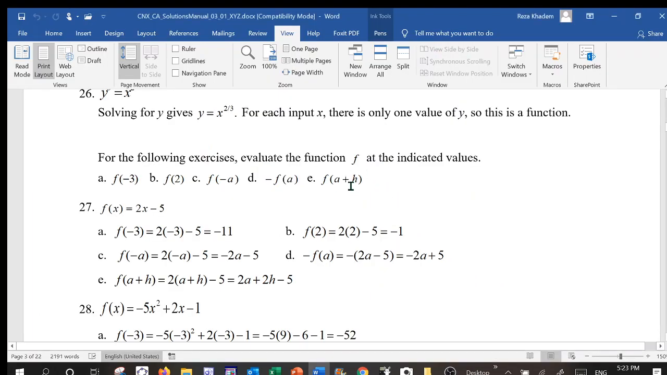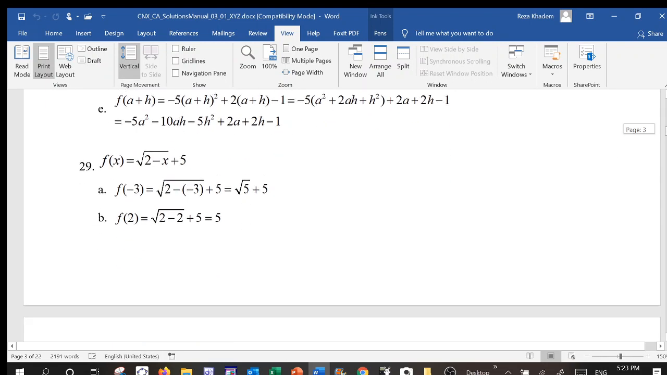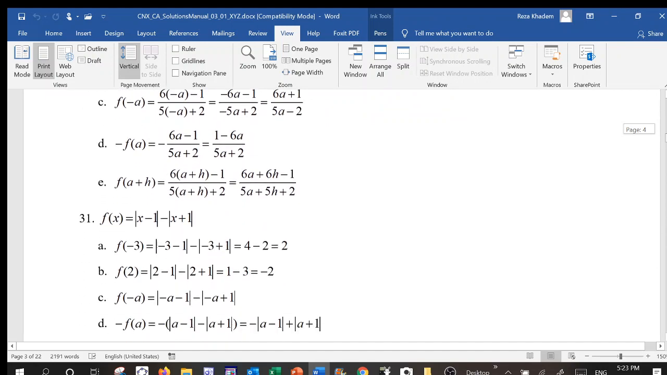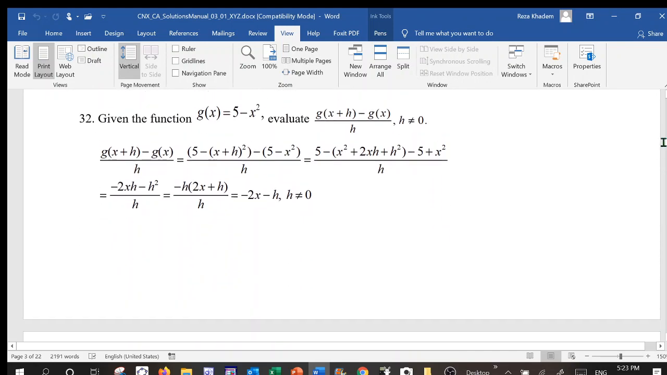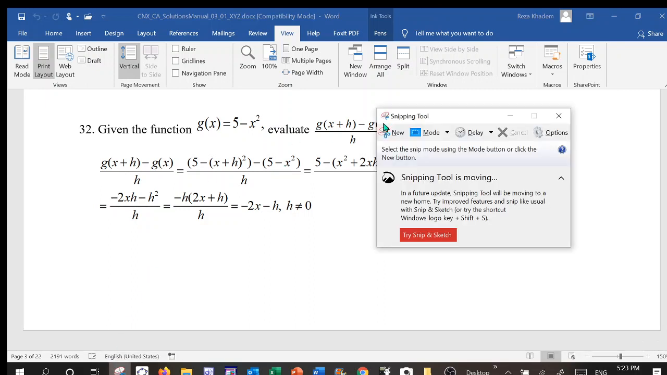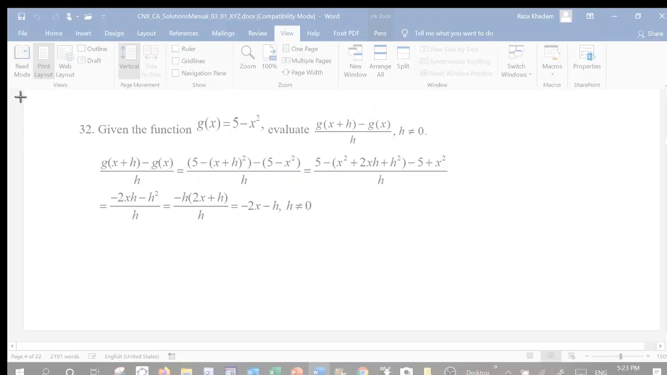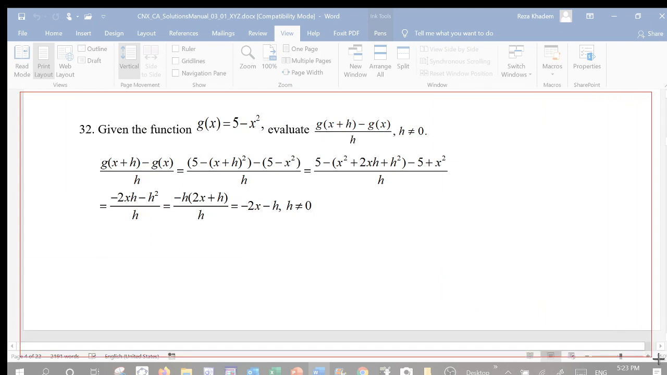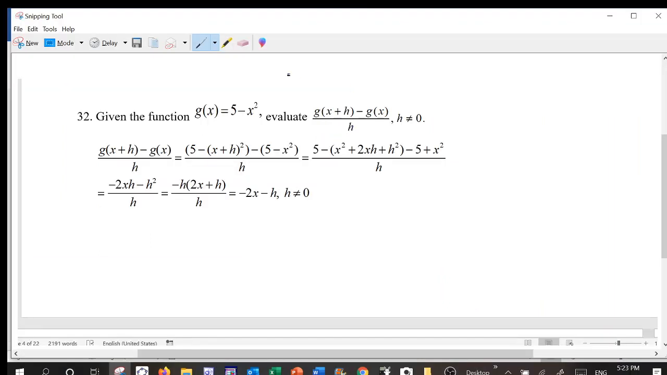All right. So let me move on to number 32 and 33. Let's do 32 and 33. Number 32 says, if you have a function like this, evaluate this thing right here. Now, what is that? Well, it's function notation, so we understand what it is, right? This right here says, what is the output for x plus h?